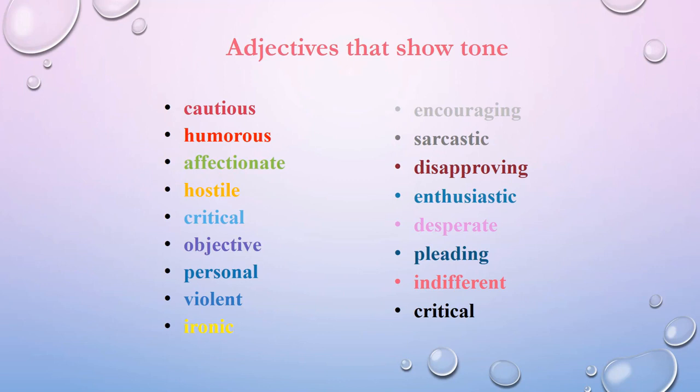How do we express the tone? Tone is expressed through certain adjectives, like for example here: cautious, humorous, affectionate, critical, objective, pleading, desperate, etc. There are many other adjectives that you can use in order to show tone.